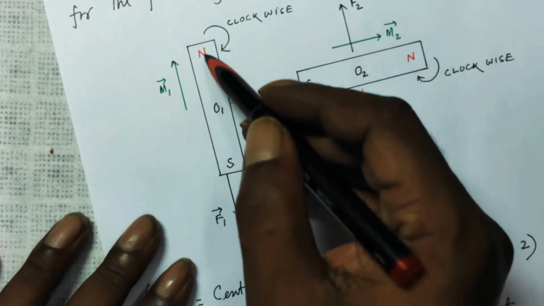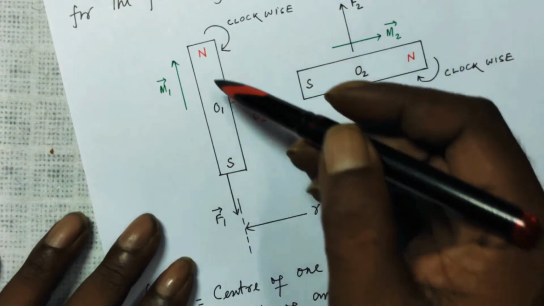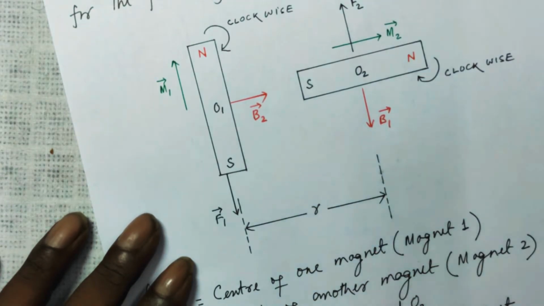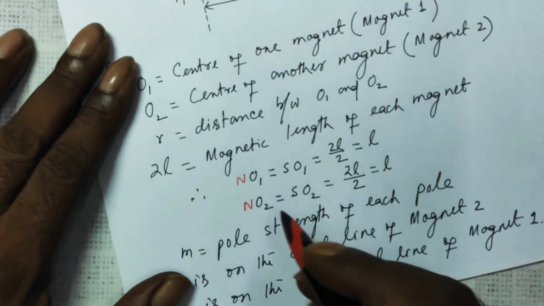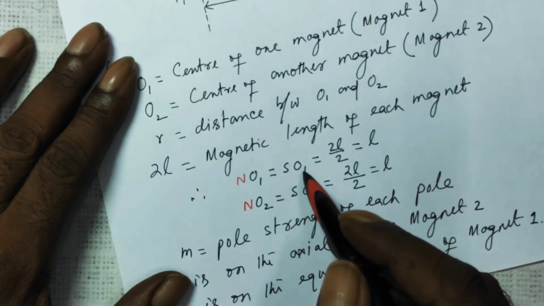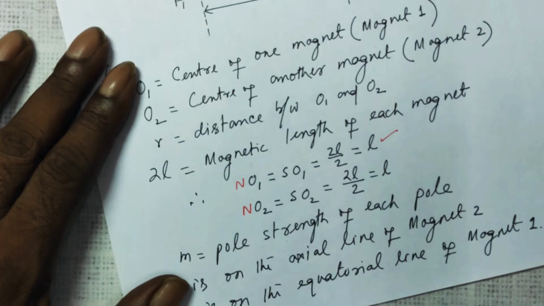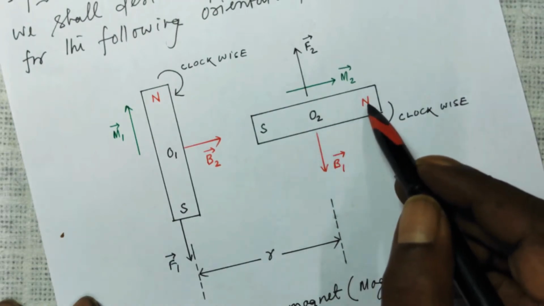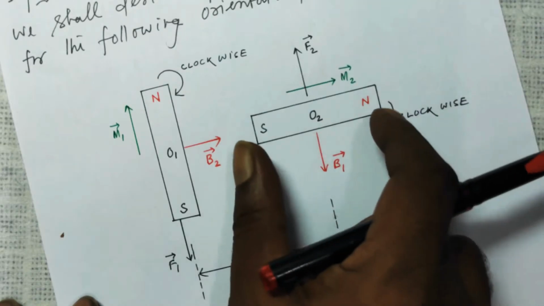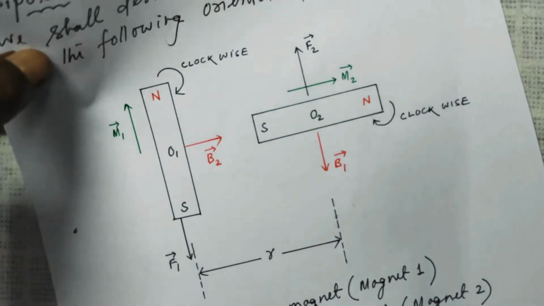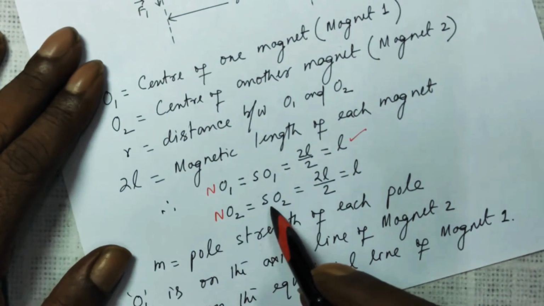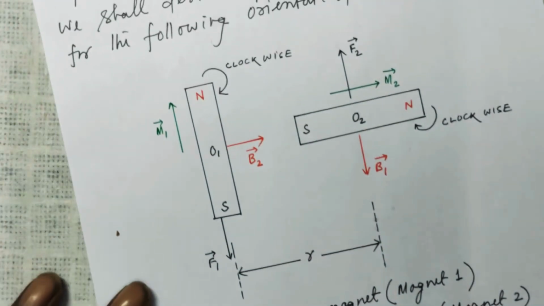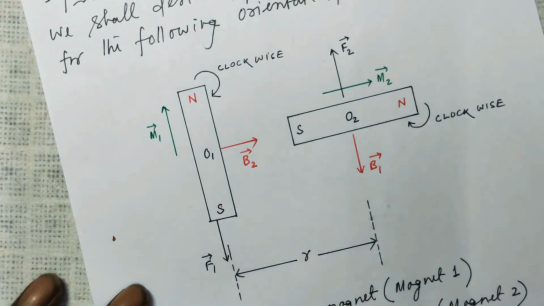Since O1 is the midpoint of the first magnet and O2 is the midpoint of the second magnet, the distance from N to O1 is 2L by 2, and from S to O1 is also 2L by 2, that is L. Similarly for the second magnet, NO2 is equal to SO2, which is 2L over 2, that is L. Let small m be the pole strength of each pole. These four poles are of equal strength, let it be small m.